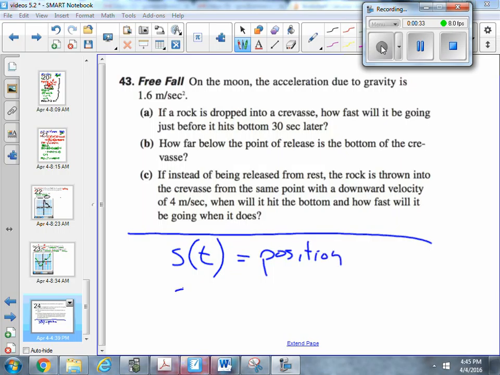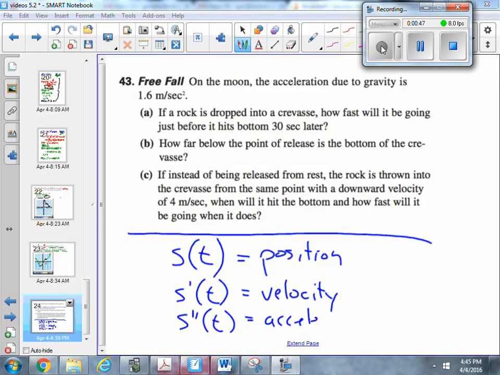And then s prime is velocity. And the second derivative is acceleration. And I like to think of these in this format, top to bottom. That kind of helps me remember where they start.